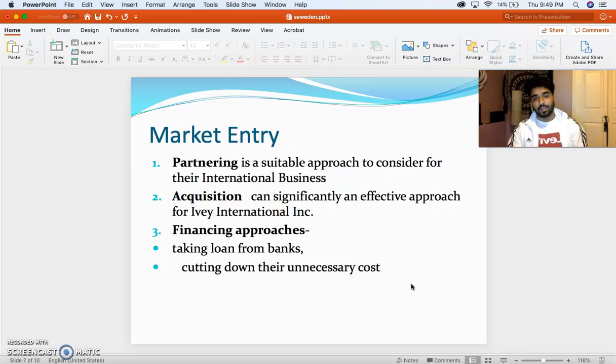Coming up to the next slide, which is market entry. The first point is about partnership. Partnership is a suitable approach to consider for their international business. A company can enter the Sweden market by establishing a partnership with Sweden companies operating in the same field. It is one of the effective ways of entering an international market.